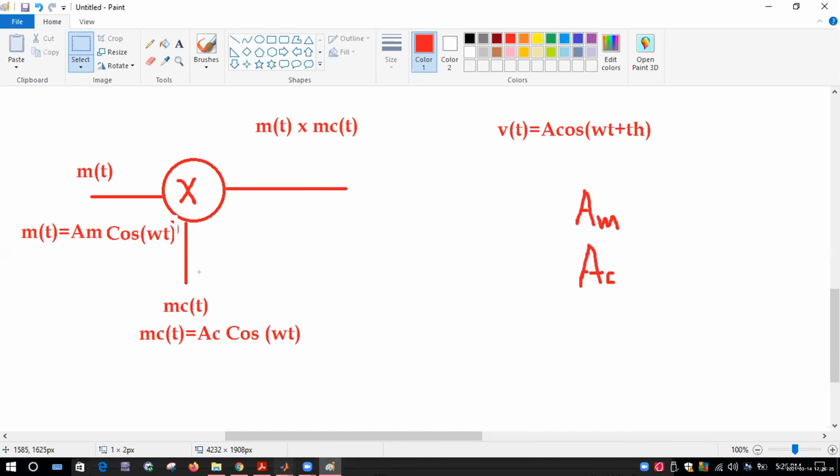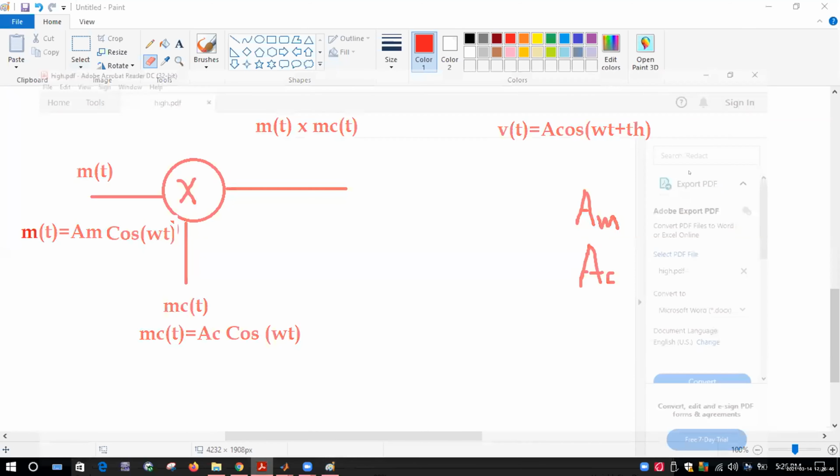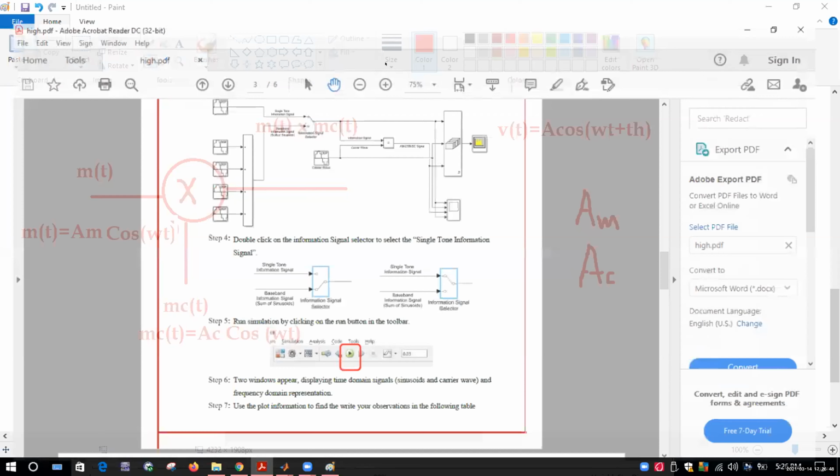I took two signals which are represented by AM cosine omega t and AC cosine omega t. MC of t is the carrier and M of t is the message signal. When we mix them, we get a different signal, which is a combination of these two. Let me show you now mathematically what we're doing here. Look at this.